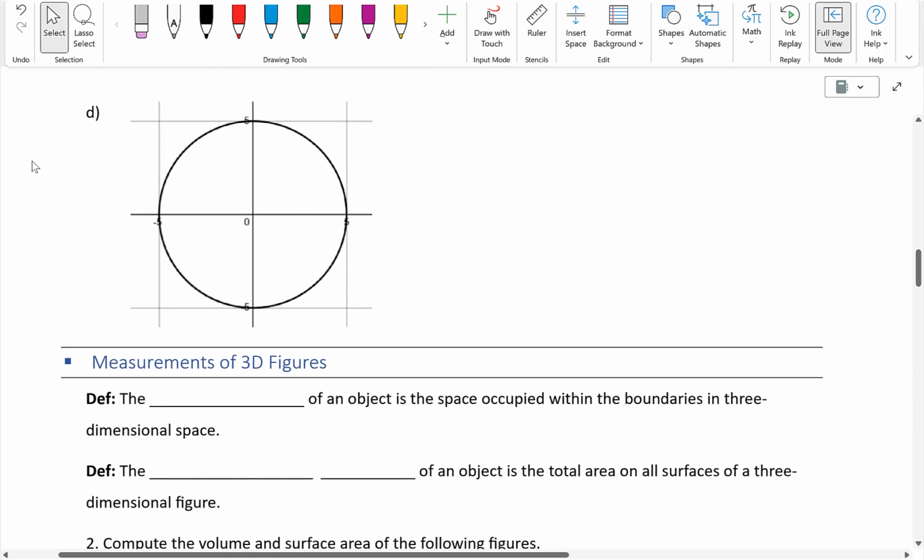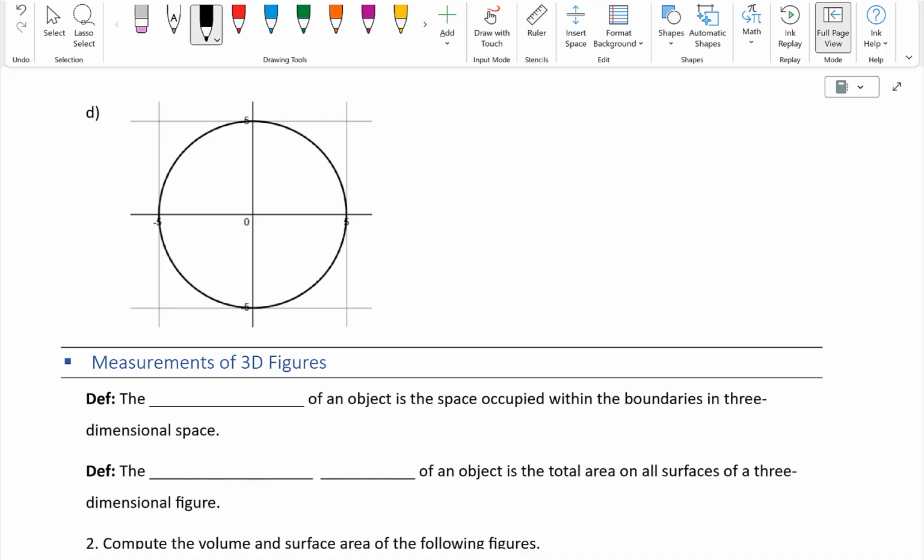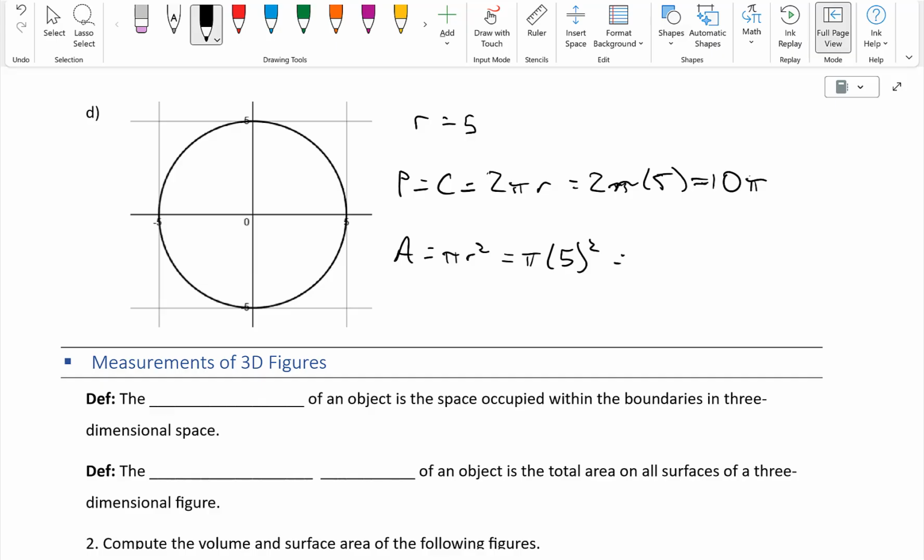All right, for D, we've got our circle. We can see it's a circle with center 0, 0, and radius r equals 5. So for our perimeter, or our circumference, we've got a 2 pi r, which is really going to be a 2 pi times 5, or a 10 pi. For our area of a circle, we've got that pi r squared formula, which will give us a pi times 5 squared, or a 25 pi. And here we can throw our units and units squared on there, so we don't forget.